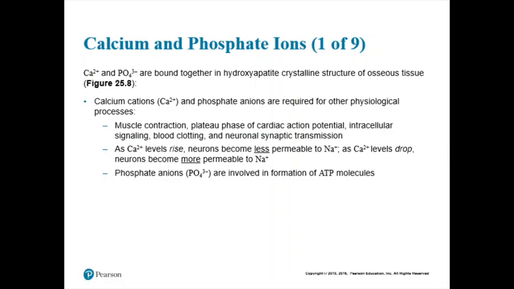We've already seen calcium helping with that plateau phase in our cardiac action potential cycles, as well as helping with cellular signaling. Remember, a neuron will release a neurotransmitter at the synaptic cleft after calcium has entered into the axon terminal. So we've seen calcium is very important. And so as calcium levels change, we will see effects on other things. Turns out, as calcium levels rise, neurons become less permeable to sodium. And vice versa, when your calcium levels drop, neurons become more permeable to sodium.